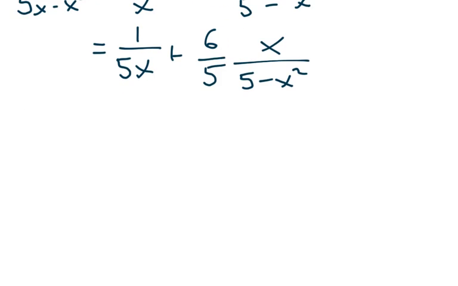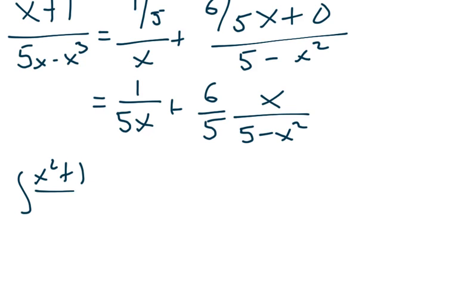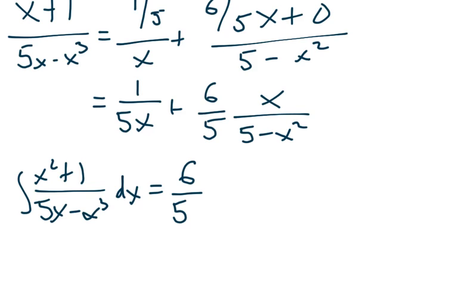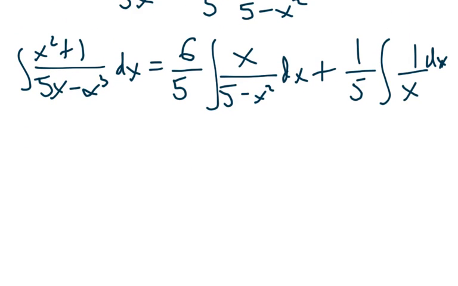What's nice is that now if we do this integral, which looked really hard at first, we can just do 6/5 integral of x over 5 minus x squared dx plus 1/5 integral of 1 over x dx. We know how to do this one, we just write it down as 1/5 ln x.